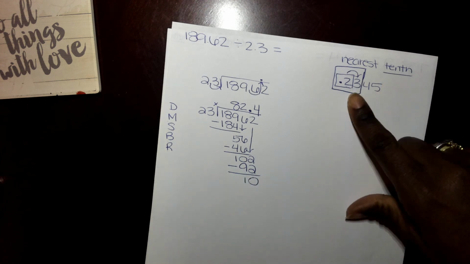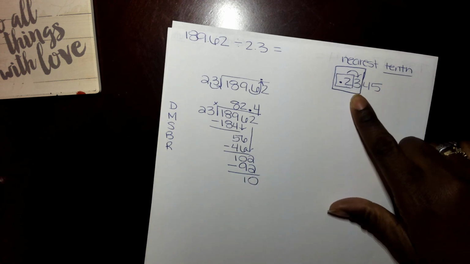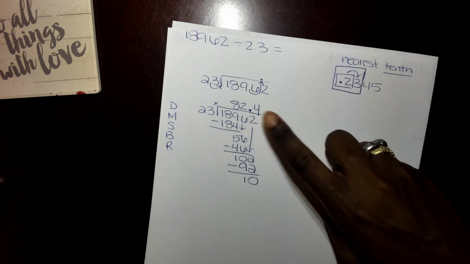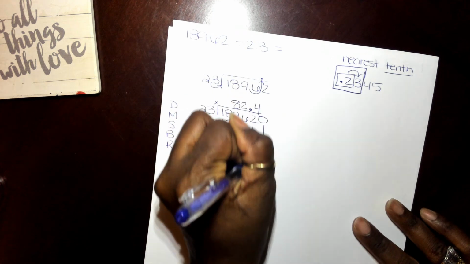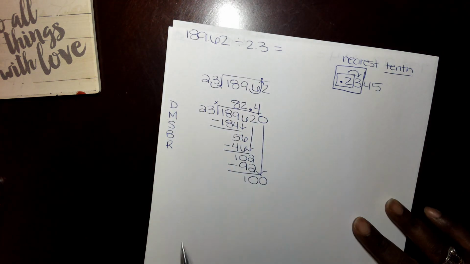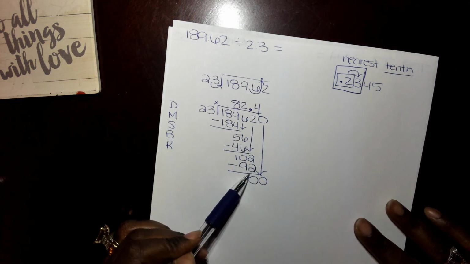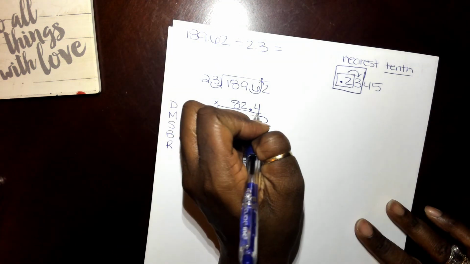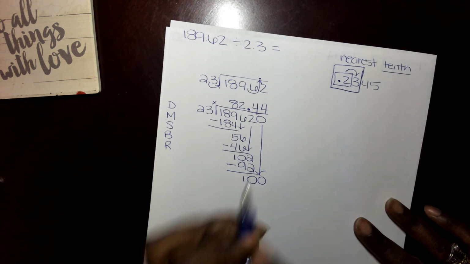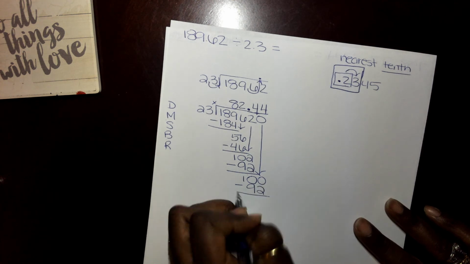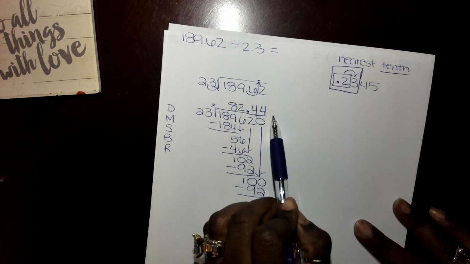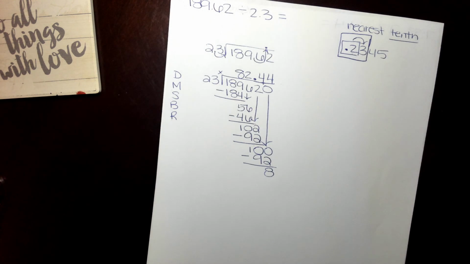But remember, I need two numbers after the decimal to find out what happens to my tenths place. So I have to add another 0, bring it down. And then 23 can go into 100 4 times. Okay, 4 times 23 is 92. And I'm left with 8. But I have two numbers after the decimal, so I am good.